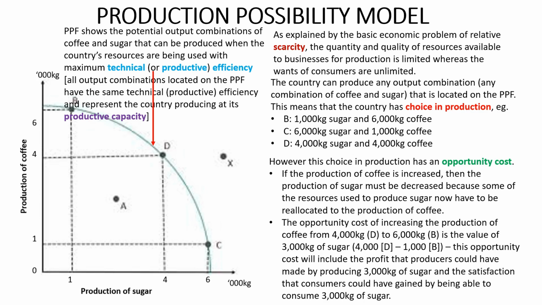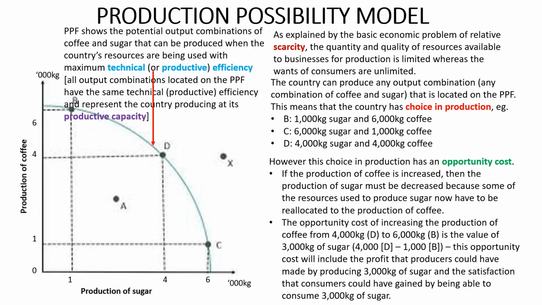Recall our definition of opportunity cost. Opportunity cost is the value of production or consumption foregone, that is given up, when resources are allocated to their next best alternative use. We can illustrate this using the production possibility model. If the production of coffee is increased, then the production of sugar must be decreased because some of the resources used to produce sugar now have to be reallocated to the production of coffee.